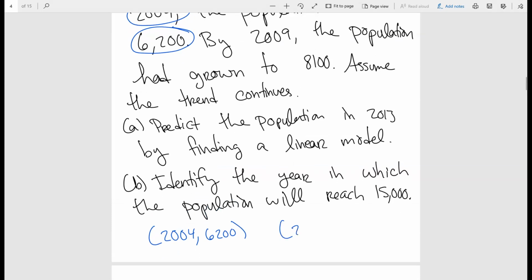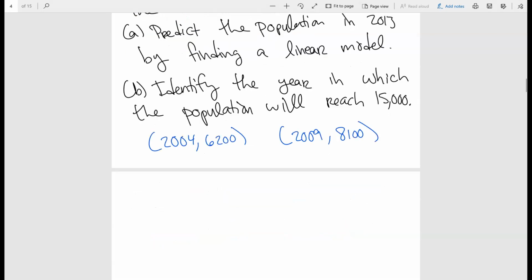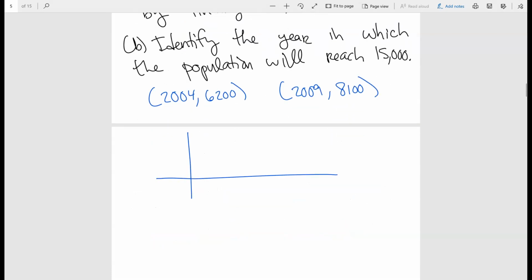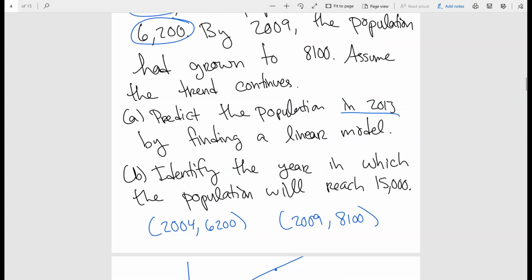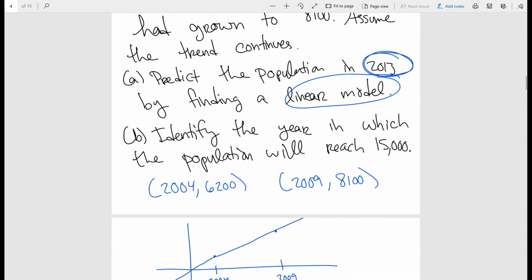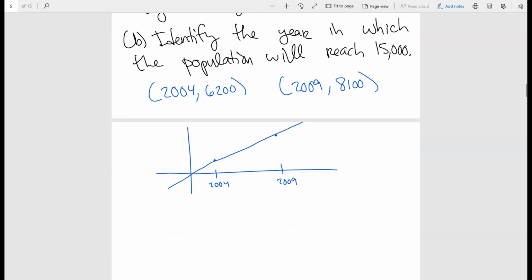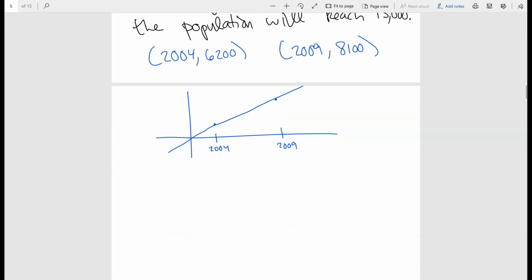And then in 2009, it was 8,100. Imagine that if you're graphing them, here is 2004 and here is 2009, then you have this point and this point, following a linear trend. First we want to find a linear model because we want to predict this value. We have 2 points, so we can find the slope: y2 minus y1 over x2 minus x1.